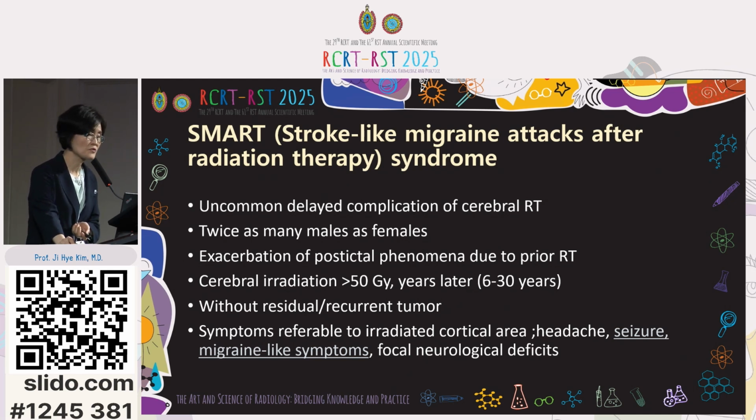SMART syndrome is an uncommon delayed complication of cerebral RT, which occurs more commonly in boys. It is believed to be an exacerbation of post-ictal phenomena due to prior RT, and is frequently seen in patients who received cerebral irradiation of more than 50 gray years earlier. There should be no tumor, and the symptoms are referable to the irradiated cortical area, including seizure and migraine-like symptoms.